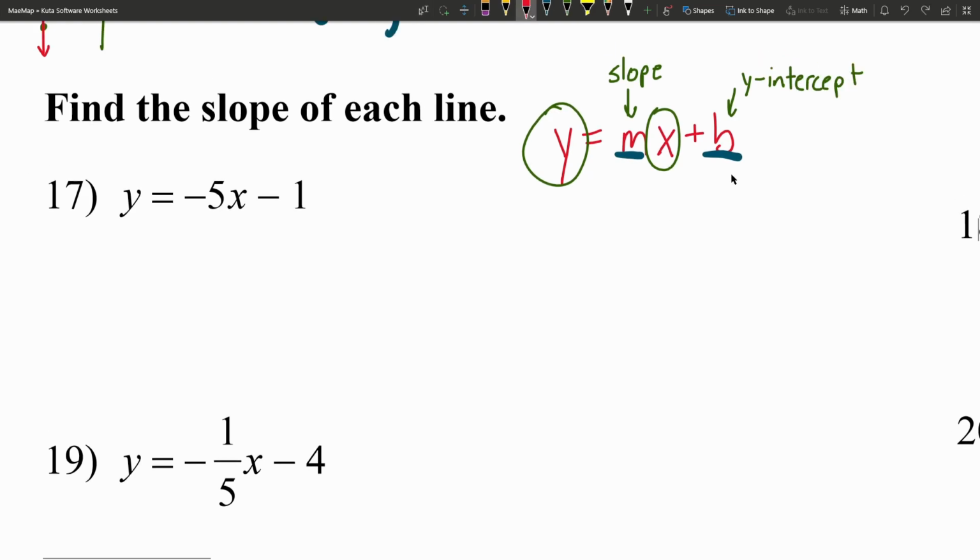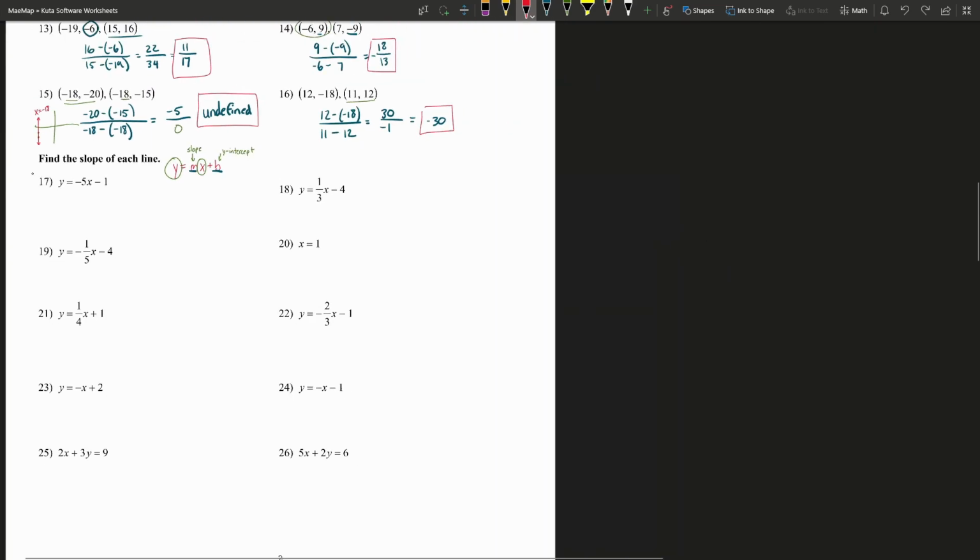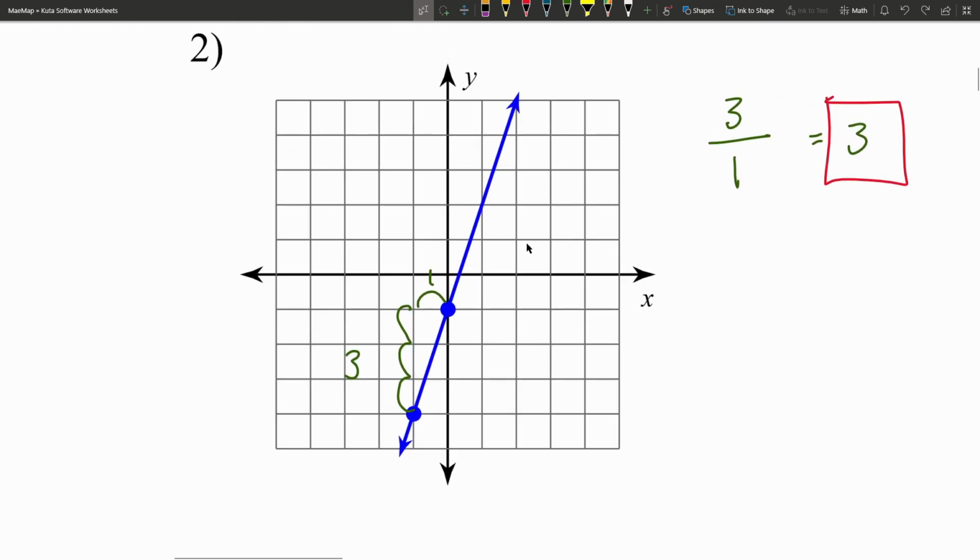And our y-intercept is where we cross that y-axis. So if you ever have an equation in this form, it should be easy to draw the line, or if you ever have a line, it should be easy to write this equation. Let's go back up and look at number 2 and how this relates. If we look at number 2, if we were to write this equation, y equals m, which we're going to figure out is our slope, times x plus b, our y-intercept.